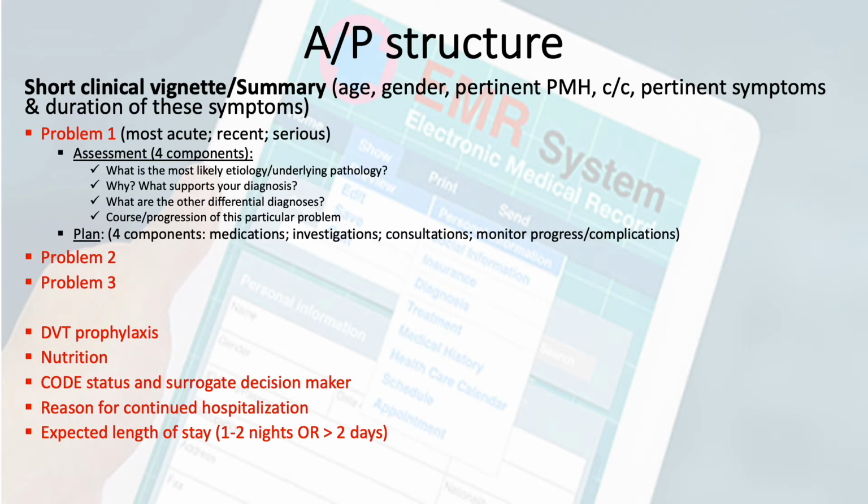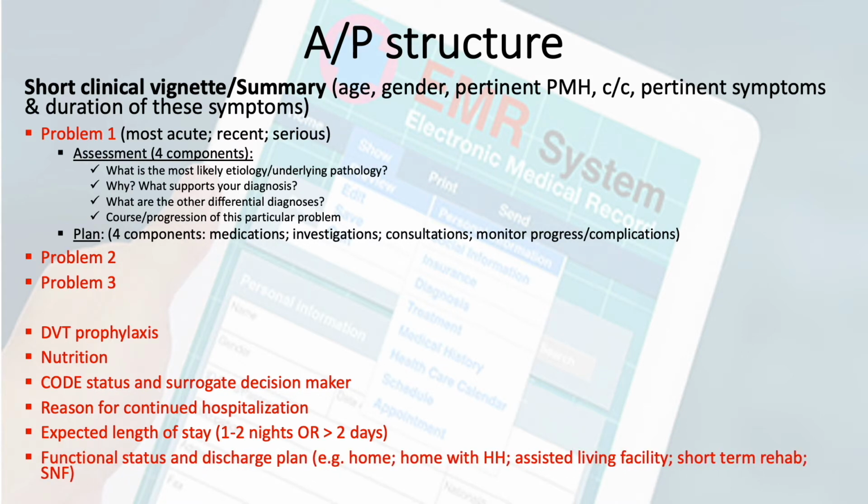But again, in every progress note, it's useful to tell the reader, the nurses and the staff who are reading your note, when do you expect the patient to be discharged? And then what's the functional status of the patient, and what's the discharge plan? Do you think the patient will most likely go home, or home health, assisted living facility, or short-term rehab, or a SNF, et cetera.